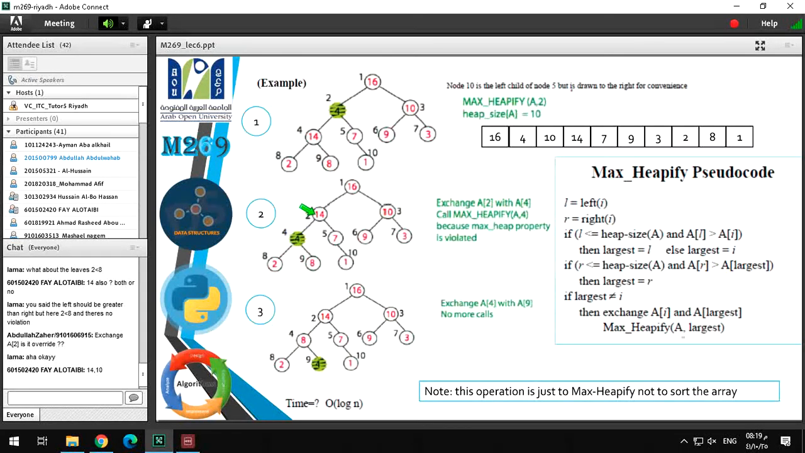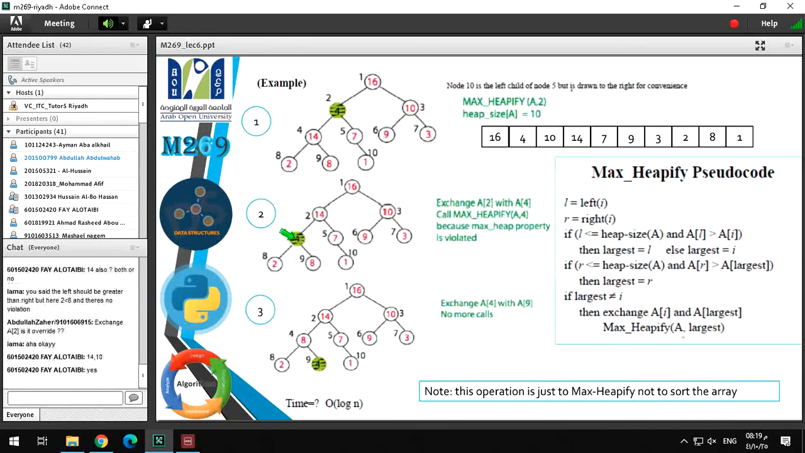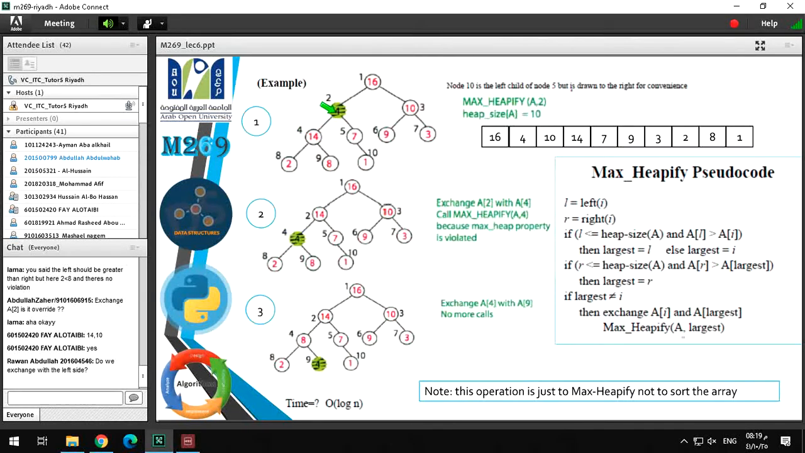Now, still we have an error. 4 is bigger than 2, but it is smaller than 8. So the question is here. Now we have 4, 14, and 7. Let's go back to the first case. 4, 14, 7. Why do we choose to replace 4 by 14, not 4 by 7?